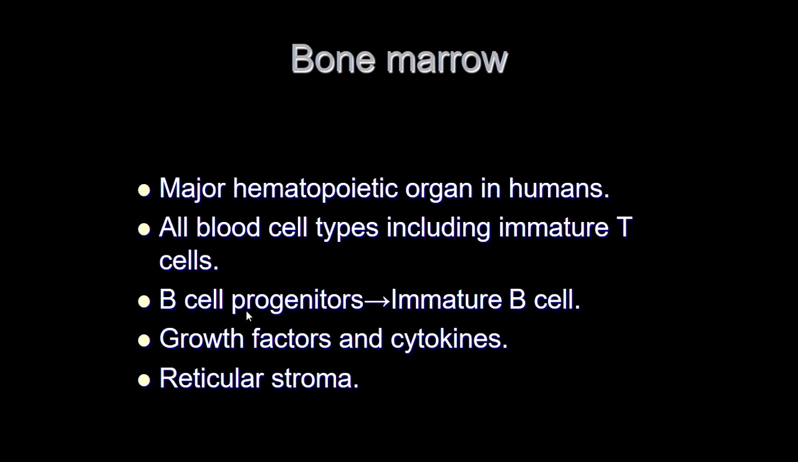In order for this process to take place, we need what we call the growth factors and cytokines that also are produced in the bone marrow. So it's so important to know that the growth factors and cytokines play a major role in the development and formation of the lymphoid cells in our body. The different compartments of the bone marrow are usually divided by a tissue we call the reticular formation. So this is where the different compartments develop.